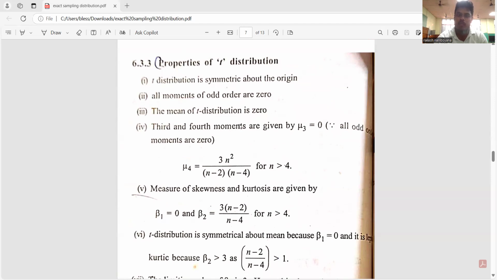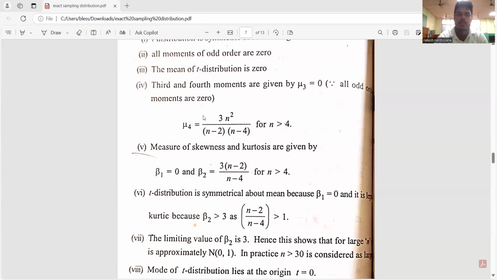One is that all moments of odd order are 0. So if the order is an odd number, the moment is 0, and also the mean of the T distribution is 0. So the third and fourth moments are given by, because here the third moment is an odd moment, so mu3 equals 0. Here mu4 is 3n square by n minus 2 into n minus 4 for n greater than 4. So beta 1 equals 0, which means that skewness is 0.